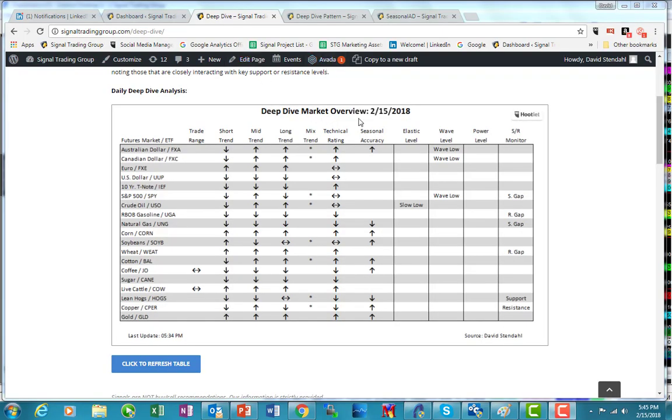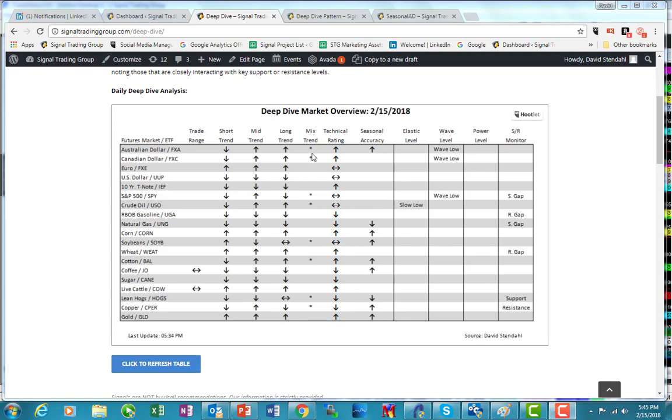Hey, it's David Stendhal with tonight's Deep Dive. It is February 15th, 2018, and I thought I'd take a look at the Australian dollar with the ETF being FXA. We have the short trend to the downside, intermediate and longer term to the upside. Got kind of a mixed bag here.